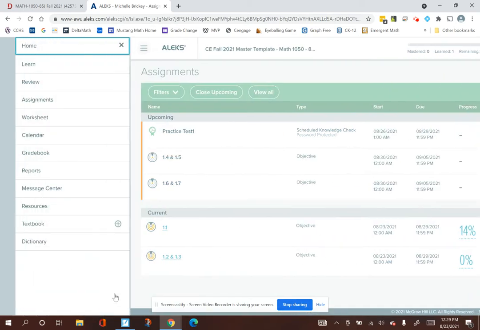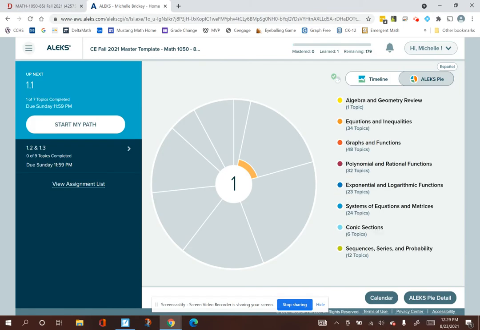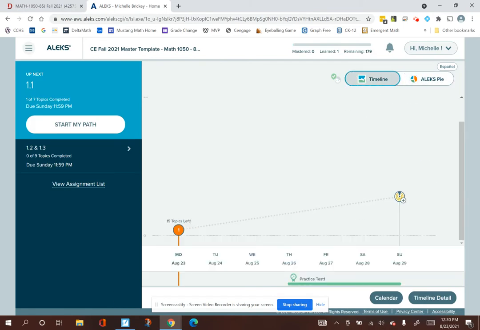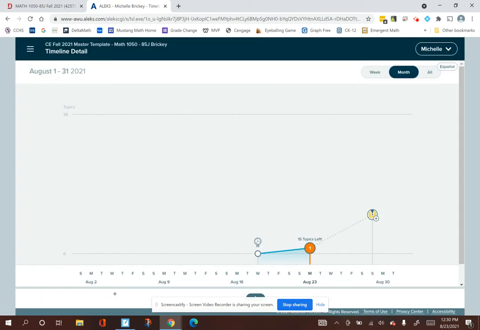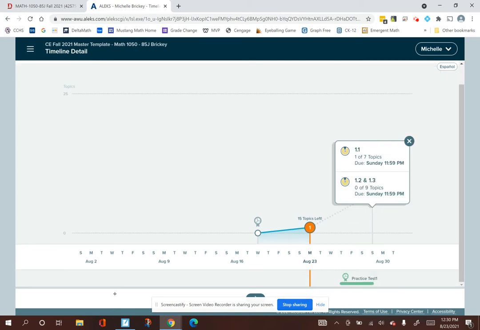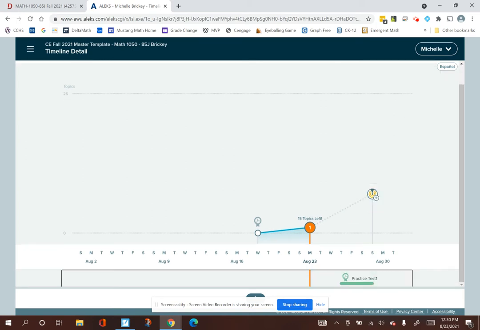Another place that is good to look for your due dates, I think, is the timeline right here. It will show you what's going to be due next. You can zoom out a little to see more weeks, and it has the practice test down there at the bottom with the window in green. This is showing what I have due. Right here, I have 1 topic done and 15 topics left, and it's showing me that. So you can use that screen if that's helpful.